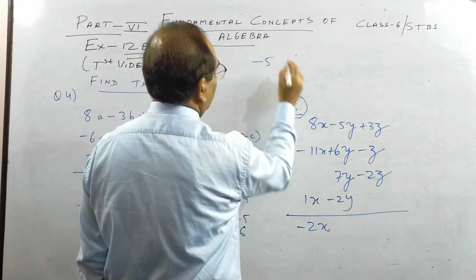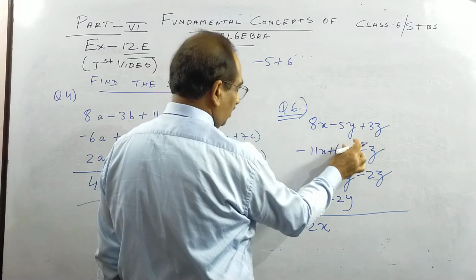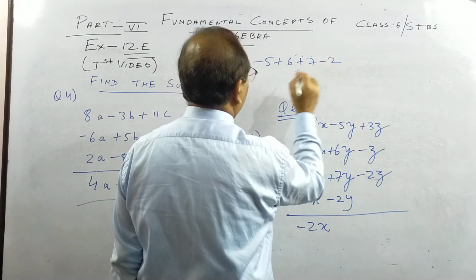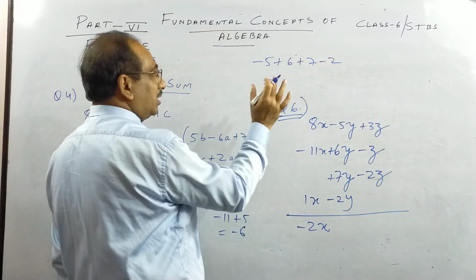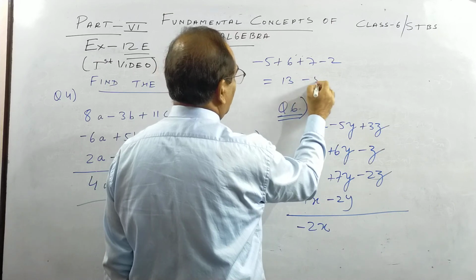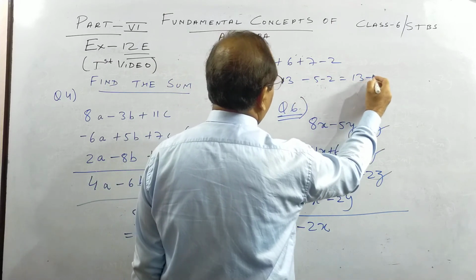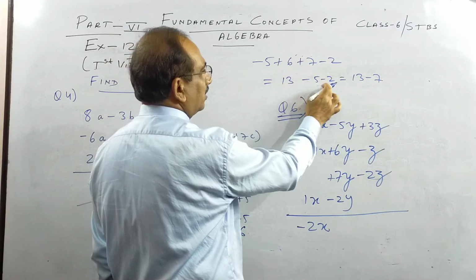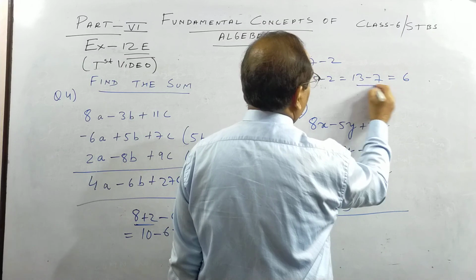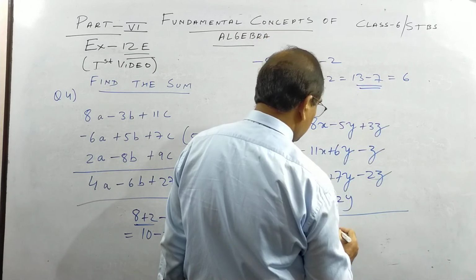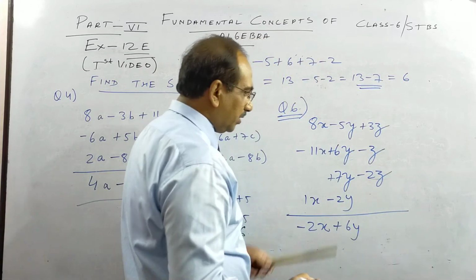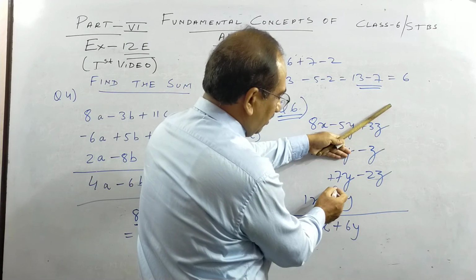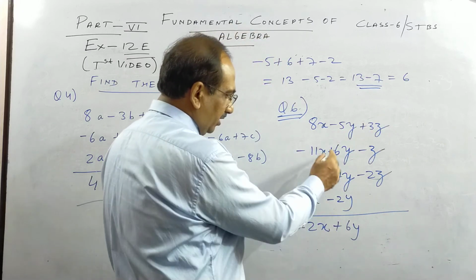Minus 5. I told you this is a very important thing, children. Plus 7, nothing is there means plus is there. Minus 2. What do we do using the BODMAS rule? Plus plus you add, minus minus you also add. 6 plus 7 is 13, minus 5 minus 2 is minus 7. 13 minus 7 is 6. So plus 6y. Otherwise you can see 6y you leave. Minus 5 and minus 2 is minus 7. Minus 7 plus 7 cancel out. You are left with 6y.